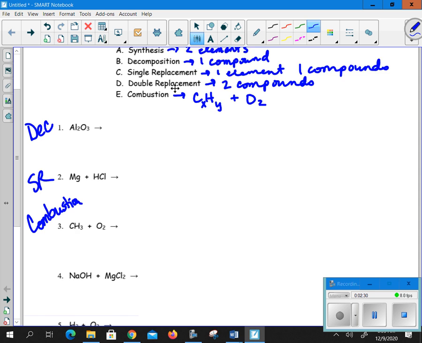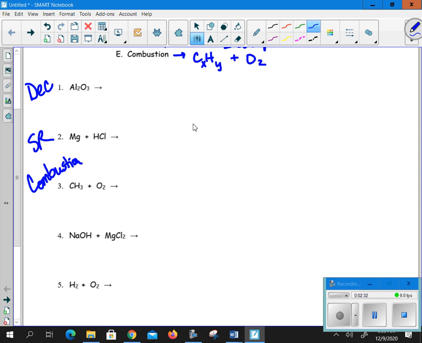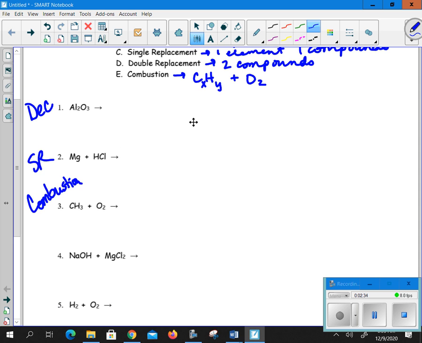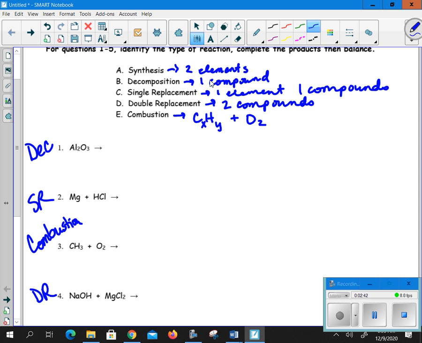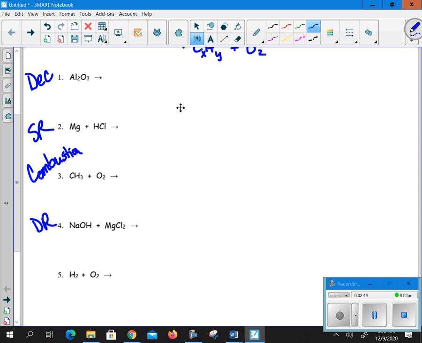And then the next one, number four, I have two compounds. So two compounds would be double replacement. And then the last one, I have hydrogen and I have oxygen, which is just two elements. So that would make that one be synthesis.